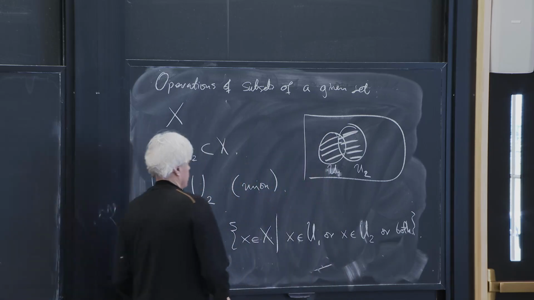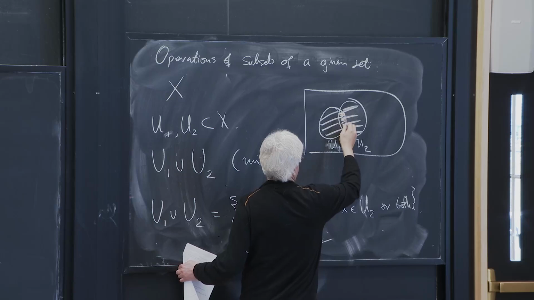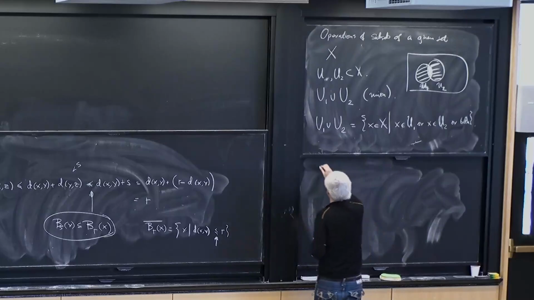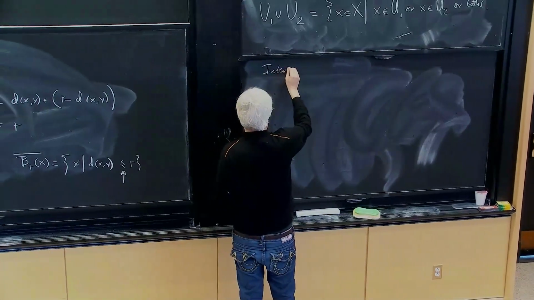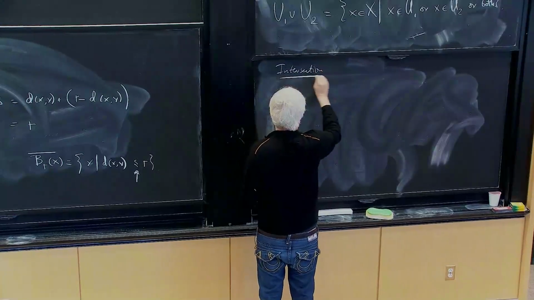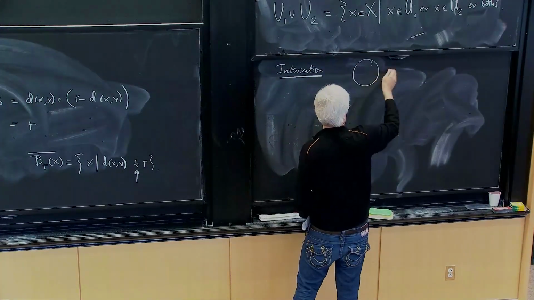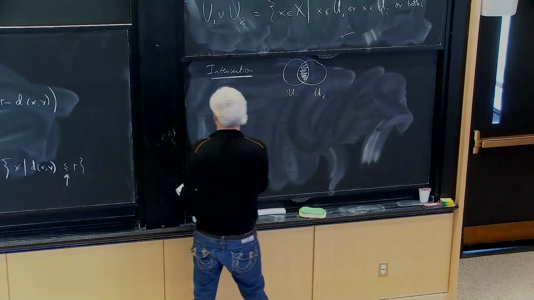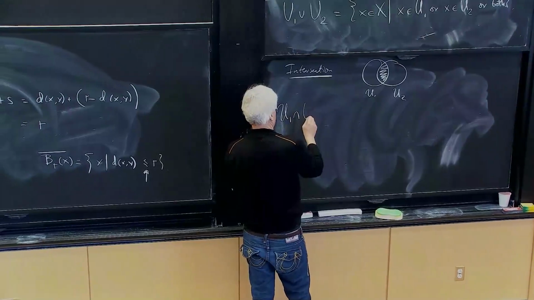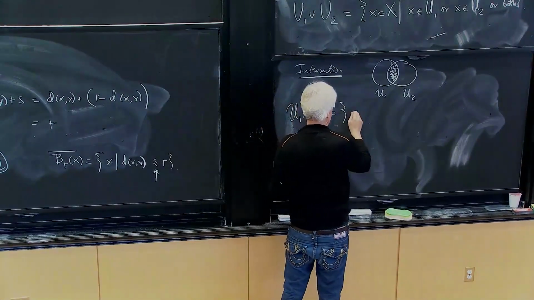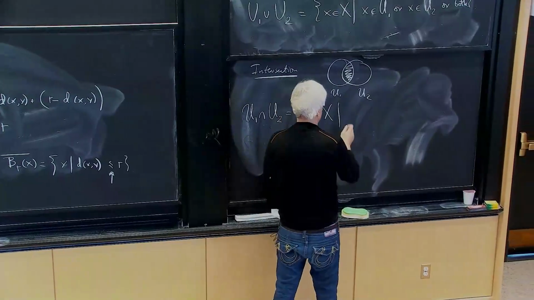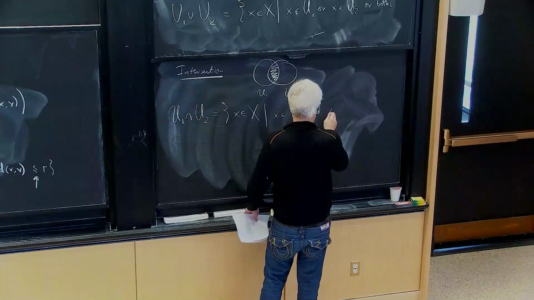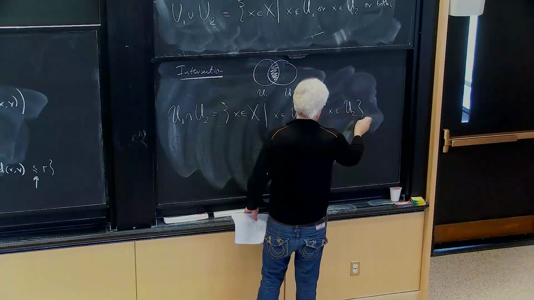And likewise, the intersection is things that are lying in both sets. Right? So the intersection, so this is again, you have these two sets, and this here is the intersection. And you denote it like this, and this is the X such that X is in U1 and X is in U2. That's the intersection of these two sets.